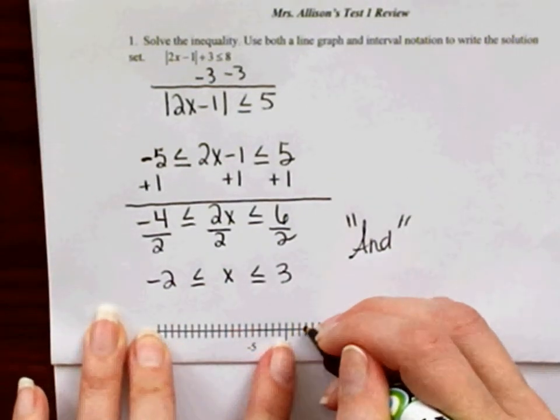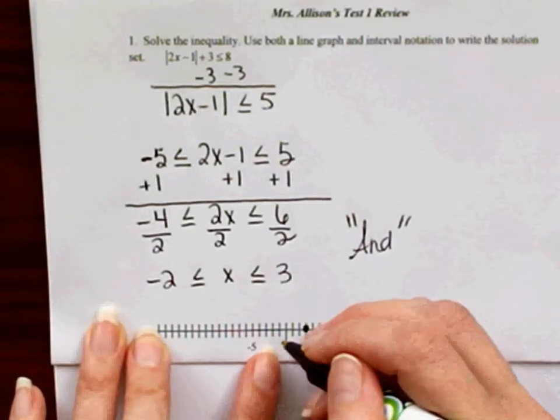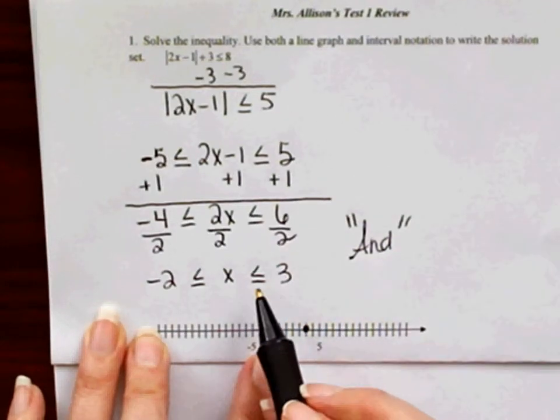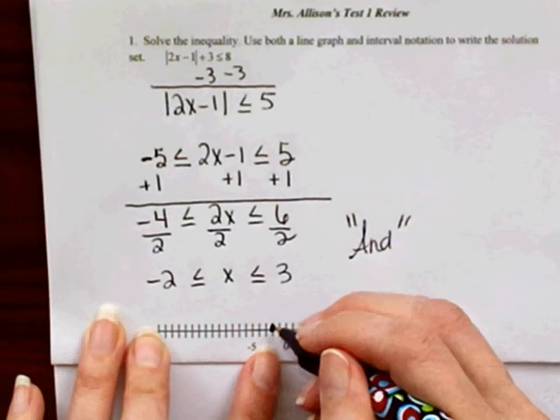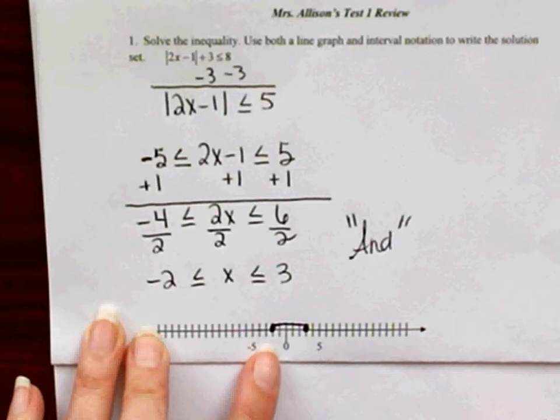We're including the 3. So notice my dots are colored in. -2, we're going to include it. How do we know we're including it? We'll look at the "or equal" parts. Then we're looking at the information between in terms of our solution set.